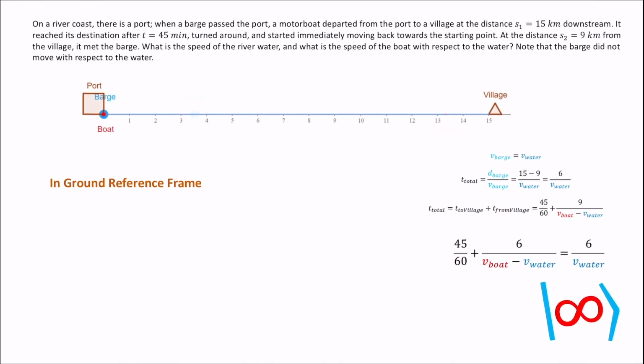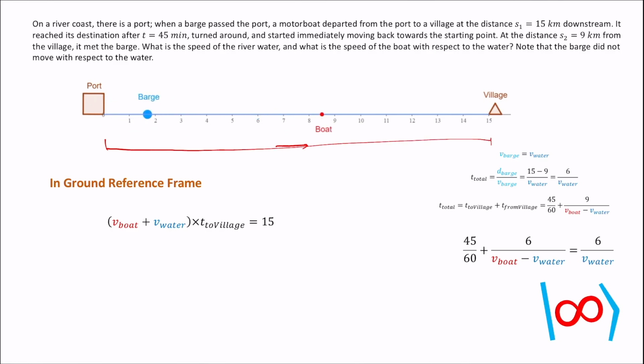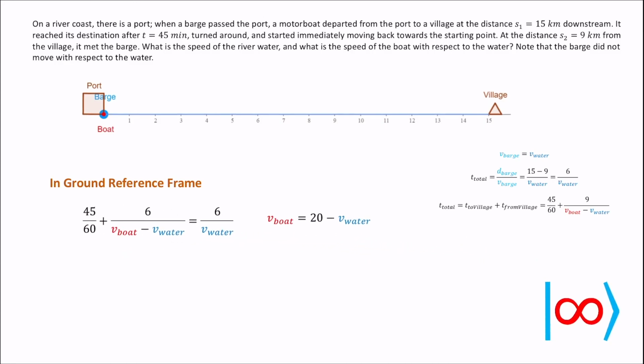The next equation comes after considering the downstream journey of the boat. When the boat moves towards the village, its speed is increased by the speed of the water. The boat travels 15 kilometers in 45 minutes. This implies that the sum of V boat and V water is 20 kilometers per hour. Now we have two equations with two unknowns.